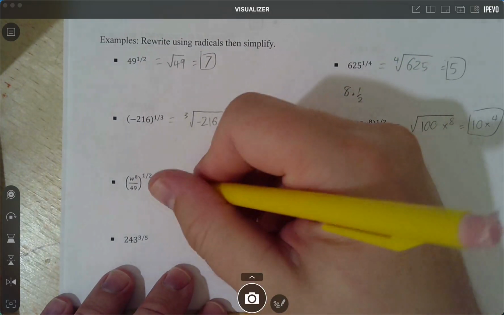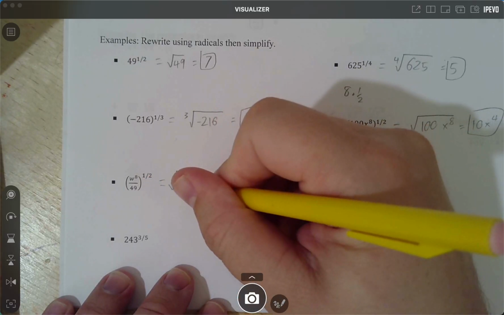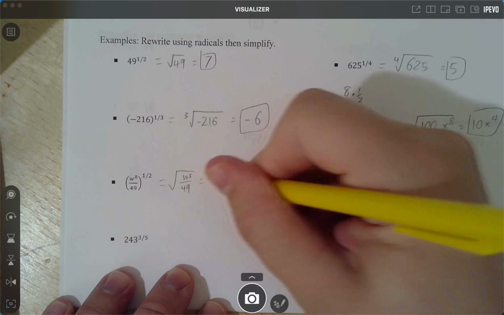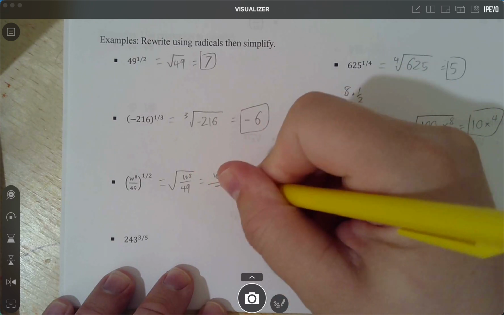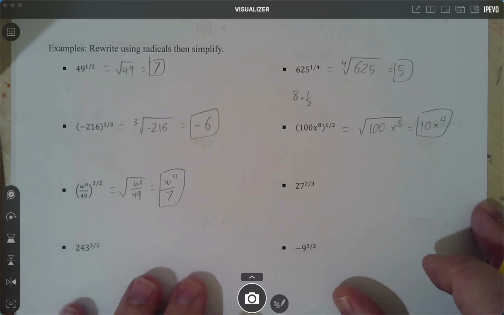Alright, similarly, this is saying I've got the square root of this whole thing. And so that's w to the 4th over 7. I know we're going quick, but hopefully with practice this goes quick for you as well. And again, this is more so there to be your check.